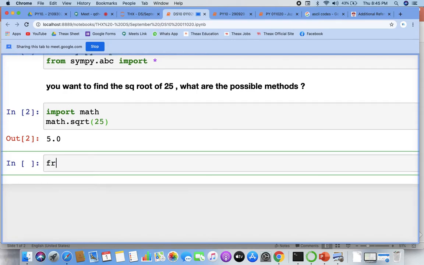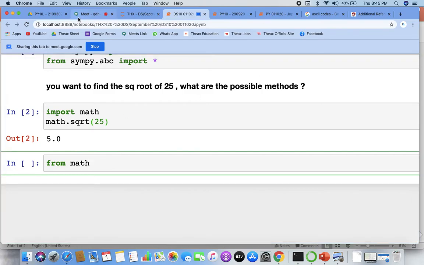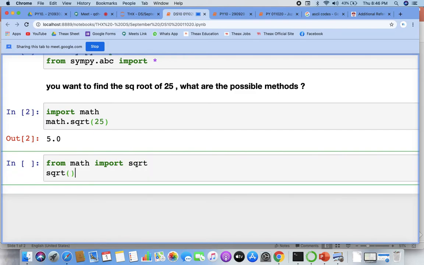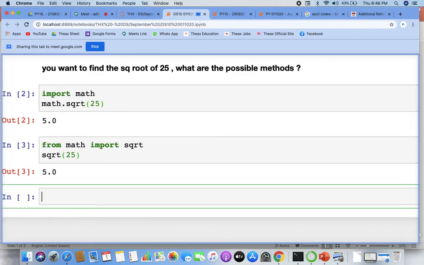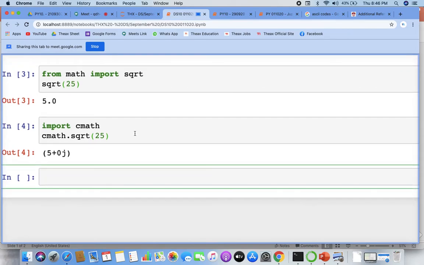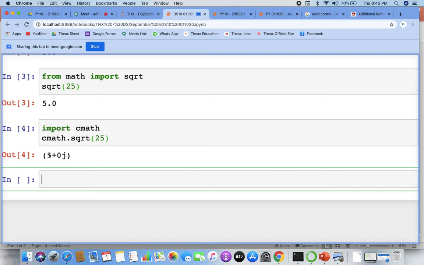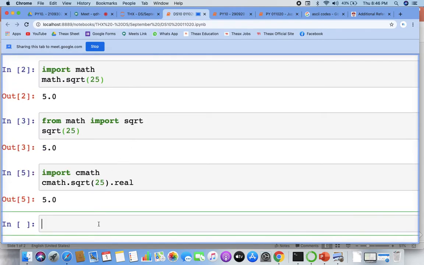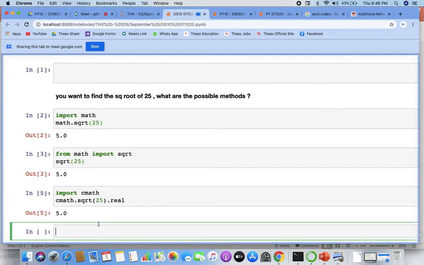From math import sqrt. Good, good. From math import sqrt, then sqrt of 25. Next option. What next? cmath. Can we use this? It's only for complex numbers, but still we are getting something. Yeah, 5 plus 0j. This is the answer. I'm asking what the possible ways are. Yeah, next.